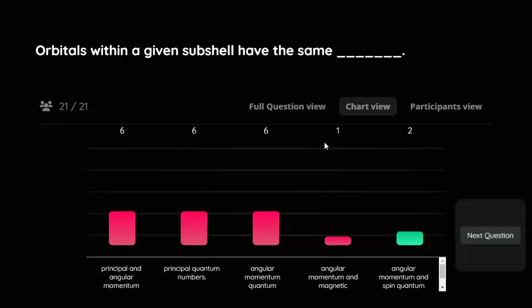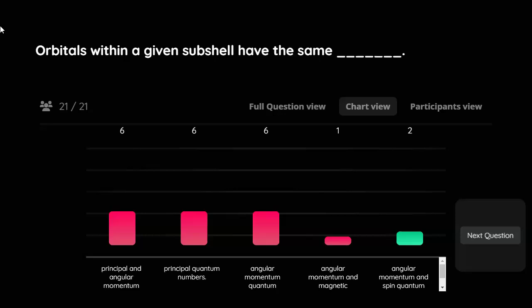We're kind of all over the place. So we got a chance to make a pretty good guess here. If I'm in a subshell, I have to automatically be in the same shell, right? So which quantum number is that? Principal, N. Okay, so we know it has to be principal. It's also the same subshell. Which quantum number is that? Angular momentum, L. So those two have to be the same if I'm in the same orbital group.